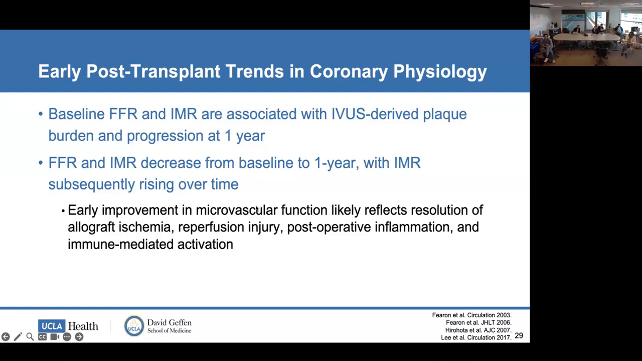What we've learned over the years about coronary physiology in transplant is, number one, baseline FFR and IMR are both associated with IVUS-derived plaque burden and progression at 1 year. And numerous studies have shown that FFR and IMR decrease from baseline to 1 year. That means there's more epicardial ischemia, and the initial decrease in IMR is actually an improvement in microvascular function, but then IMR subsequently rises over time. The hypothesis is that the early improvement in microvasculature after transplant likely reflects resolution of allograft ischemia, reperfusion injury, postoperative inflammation, and immune-mediated activation.